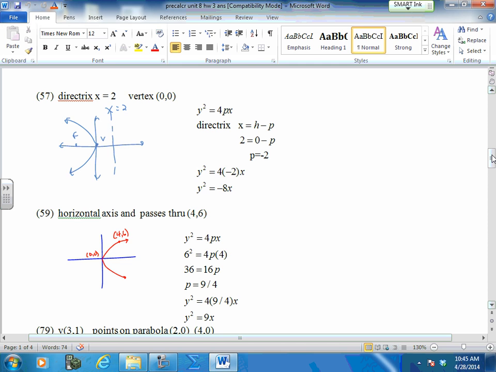All right, 57. Similar. We have a directrix and a vertex. Vertex at (0, 0). And again, the parabola has no choice. It has to open away from the directrix. So P is going to be negative. Your distance between your vertex and your directrix is 2 units. Since it's going to the left, P is negative 2. Plug it in, and you get your equation.